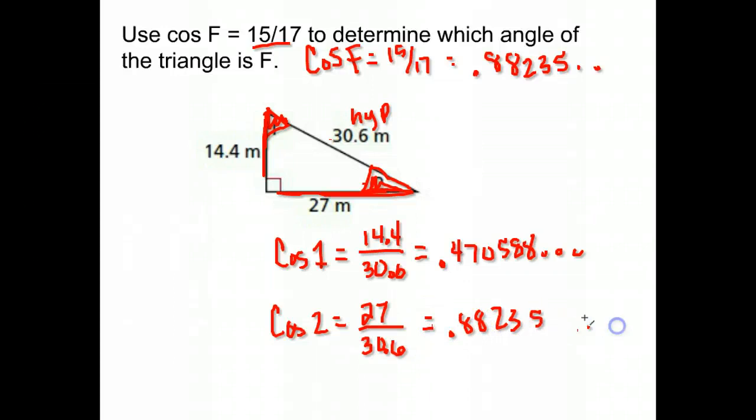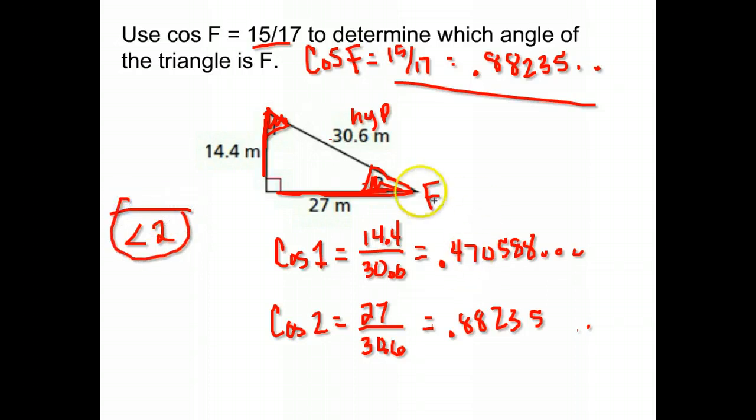0.88235. That is exactly what we were looking for, because the cosine of angle F is that, so this must be angle F. They had the same cosine. So my answer here is that angle 2 was angle F.